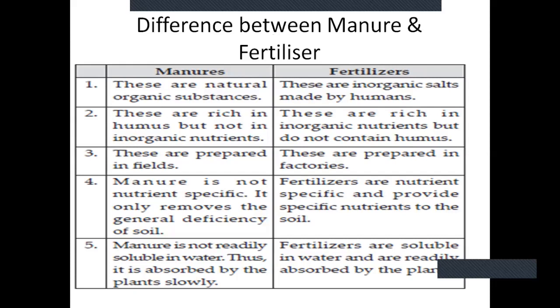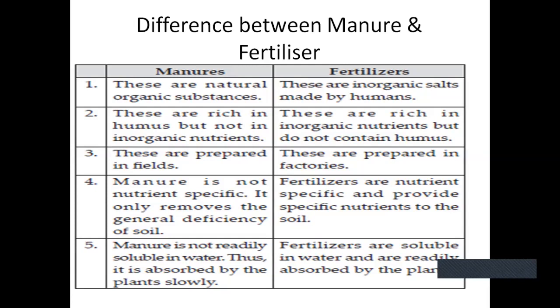Now let's see the difference between manure and fertilizers. Just now I told you that manure is an organic fertilizer, whereas fertilizers are inorganic fertilizers. Manure is rich in humus, as I told you that by decomposition of plants and animals, we get manure, so it will be rich in humus. But what about fertilizers? They are not rich in humus. They do not contain any humus. Manure can be prepared in the field. Fertilizers are prepared in the factories.